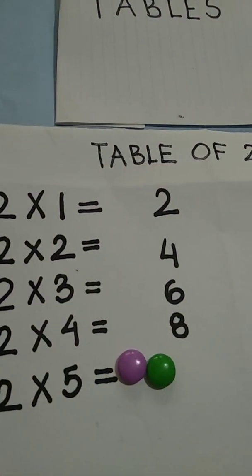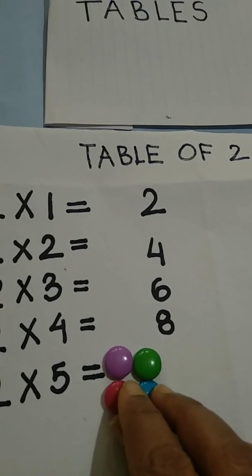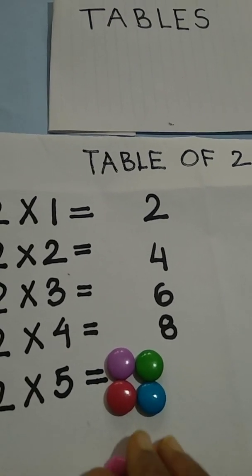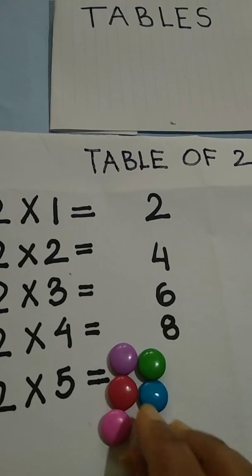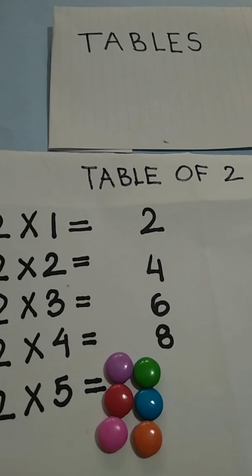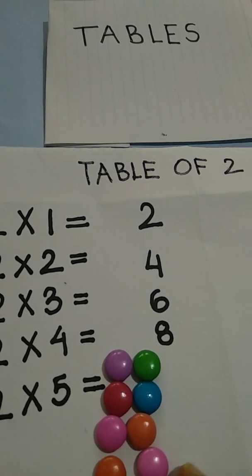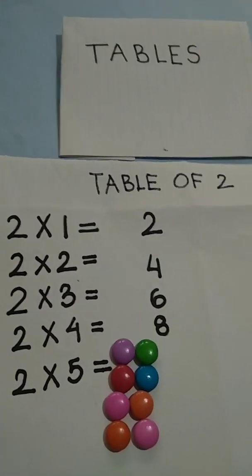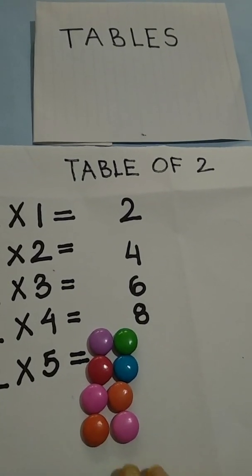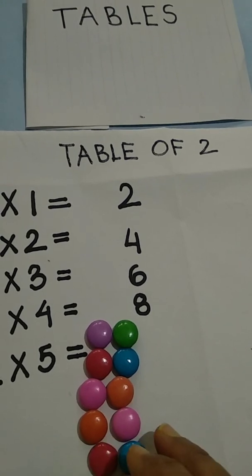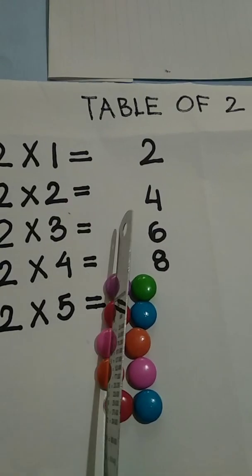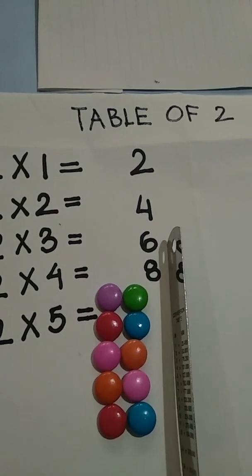1 time, 2 times, 3 times, 4 times, and in the end 5 times, right? We got it, 2 5 times.